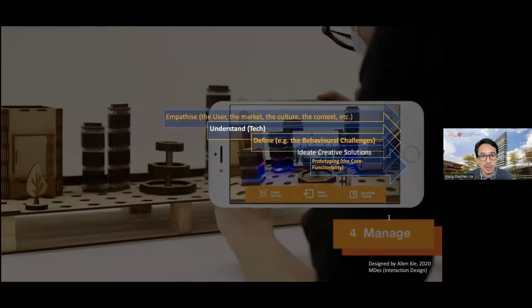So by talking about this, we try to nurture our students with these key knowledge components. First, we will emphasize the user, the market, the culture, and the context. That's the basic designers' concern. They need to get to know more of this overall context. Then to understand the technology. So this is like left brain and right brain. You have to put them together.